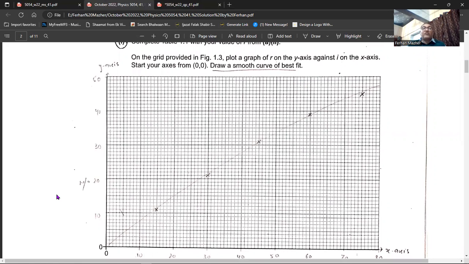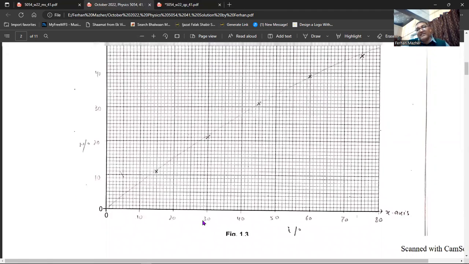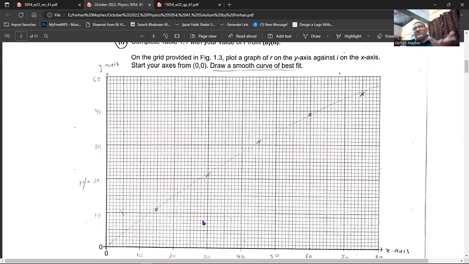It's a 4-mark question. And one thing is very important, that you have to label the axes here. This is r, which is measured in degrees. And this is i, which is also measured in degrees. So these are very important things. This is a very easy graph.